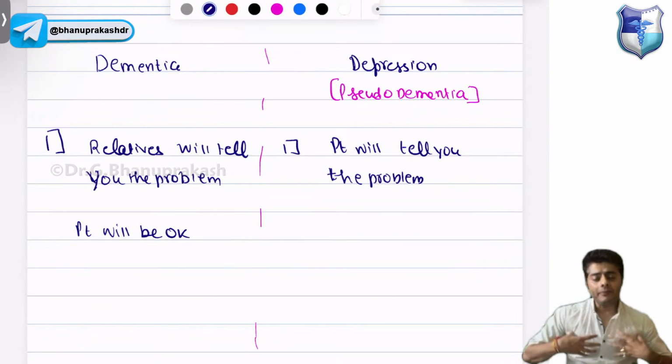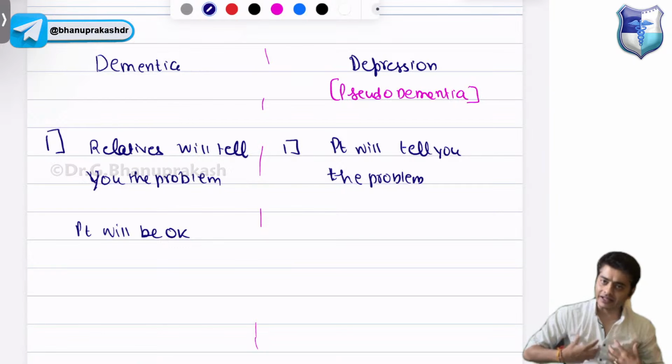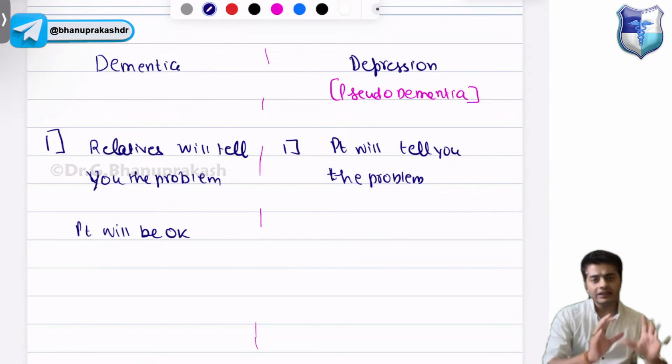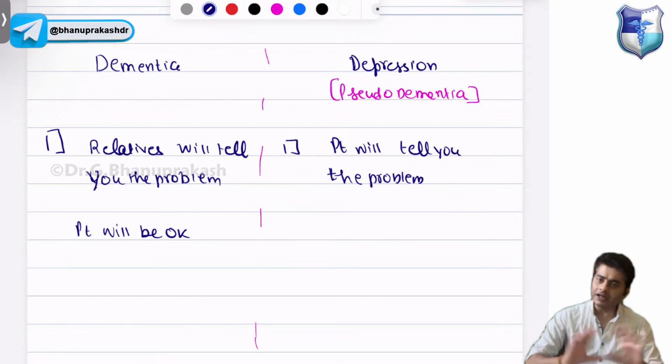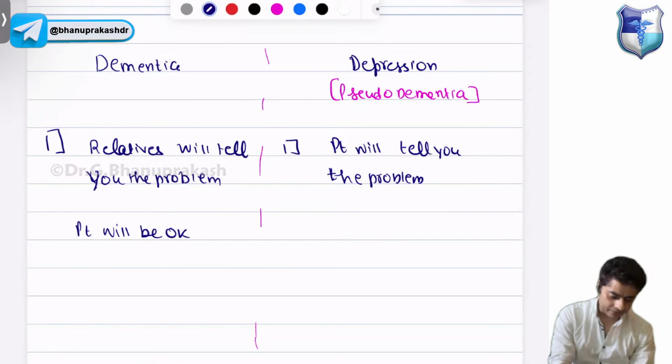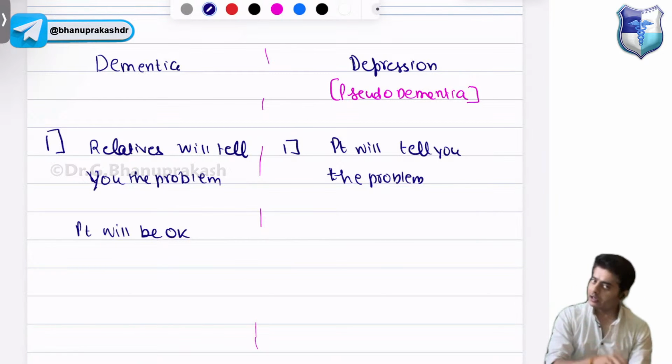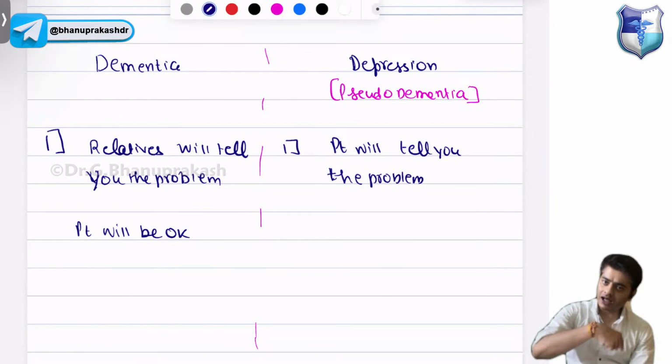Suppose I am a patient suffering from Alzheimer disease. Patients who suffer from Alzheimer disease generally don't know they are suffering from any disease. Suppose a patient of Alzheimer disease went to a park, and due to his memory loss, he now doesn't know how to go back to his home. Now he's sitting in the park. His relatives are searching for him, and after 2 or 3 hours, they go to the park and find that man.